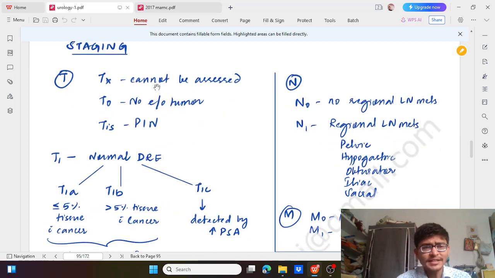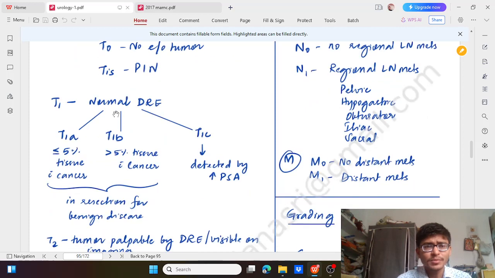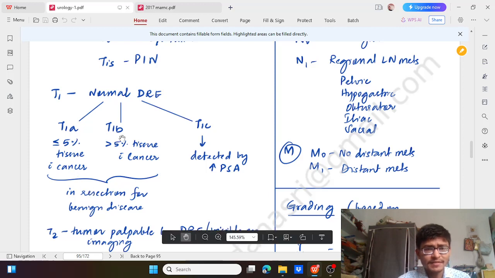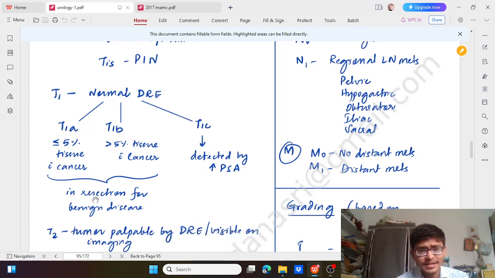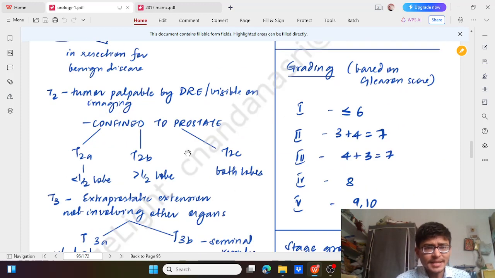So now we'll go ahead with the TNM staging of adenocarcinoma prostate. Tx is when the tumor cannot be assessed, T0 is when there is no evidence of tumor, Tis is prostate intraepithelial neoplasm. T1 is when there is a normal DRE; T1a is less than 5% cancer tissue in the resection for benign disease, T1b is more than 5% tissue with cancer in the resection for benign disease, and T1c is when there is detection by needle biopsy after detecting increased PSA.